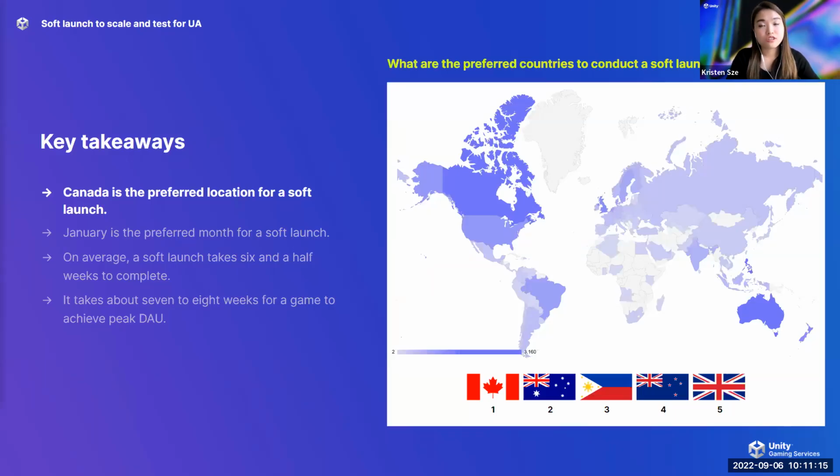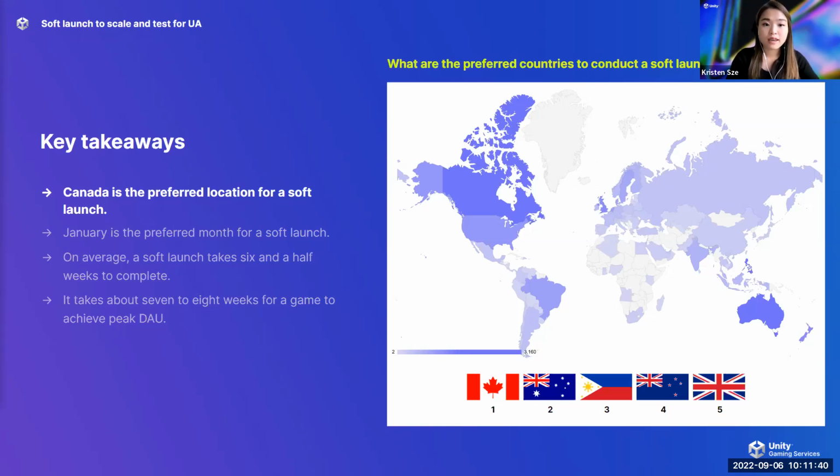So in this chart specifically, we looked at the soft launch locations for games that were launched in the past 3 years. Darker areas on the map indicate countries that are more popular for soft launch. The top countries for soft launch were Canada, Australia, Indonesia, New Zealand, and England. All of these countries actually preceded United States.